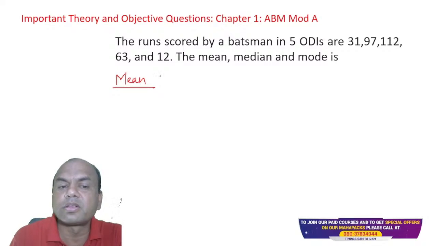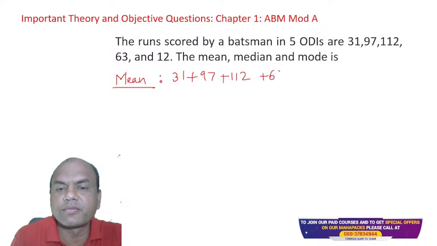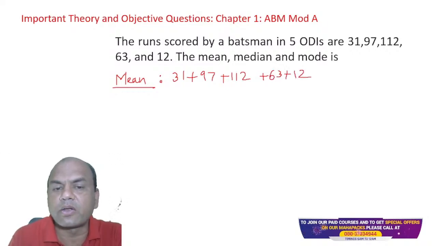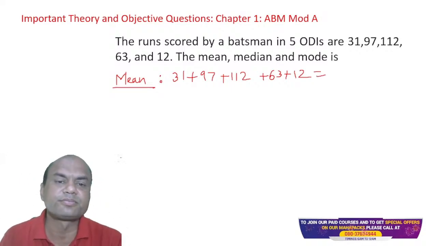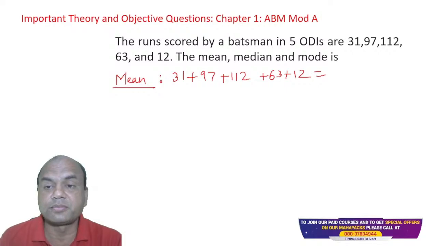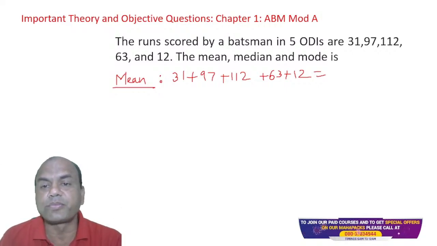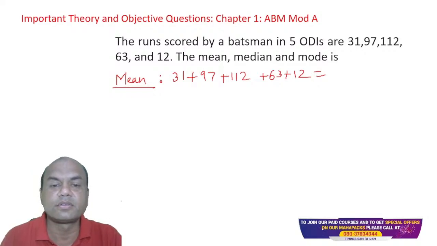Mean means what? Addition. Do the addition, everyone. 31 plus 97 plus 112 plus 63 plus 12. Add all of them. What is the answer you're getting, guys? Let me also try. First, I want the answer in the comment section from you. What is the answer you're getting?